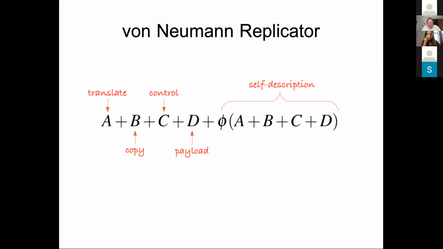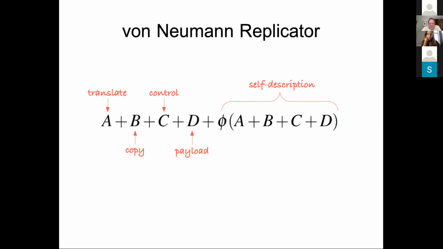The programs do different things. A translates, which is to say it produces programs from descriptions. B copies, which is to say it copies descriptions. C is control, and D is payload, the other things the cell needs to do. For the moment, we're going to ignore C and D and focus on translation and copying. Translation might be done by ribosomes in the cell. Copying would be done by DNA polymerases. There's no analog in this model to transcription.